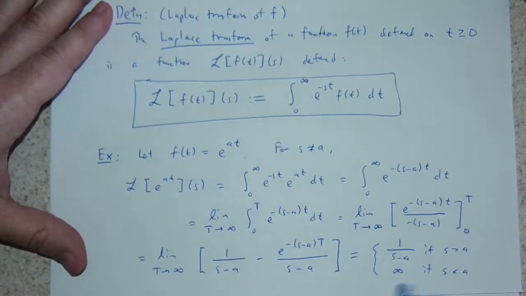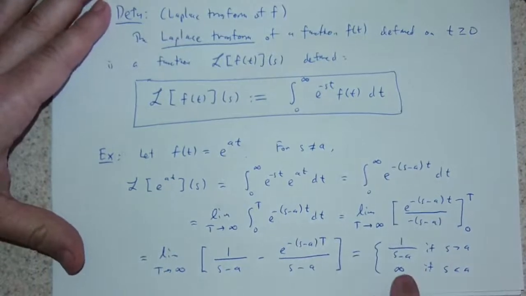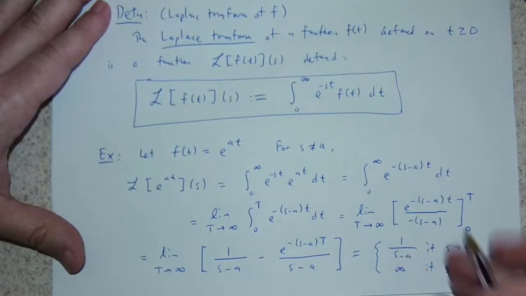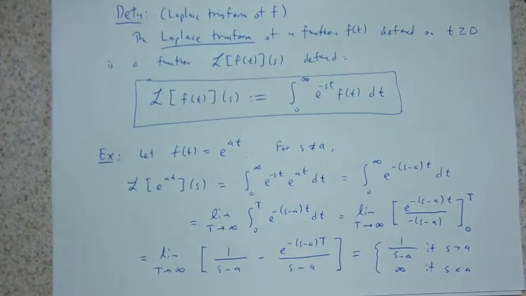Now you might say, wait, isn't it minus infinity? This thing's going to infinity. But if s is less than a, s minus a is negative. So this is negative, negative, so this is positive. So it is going to positive infinity. That's not that important. The main thing is just that if s is less than a, this thing is infinite. But if s is bigger than a, I do get an actual function of s, 1 over s minus a. Okay. All right.